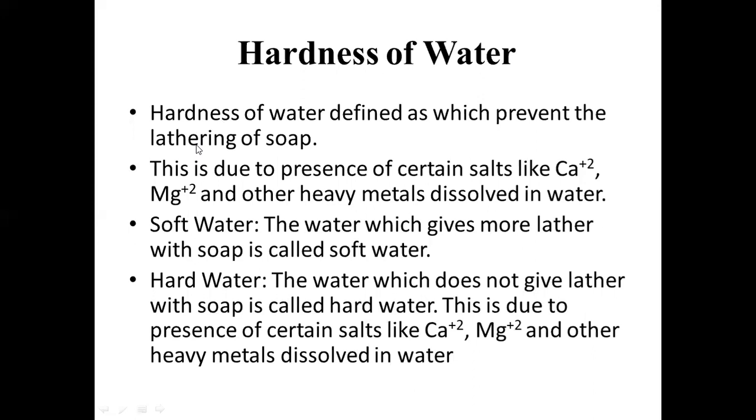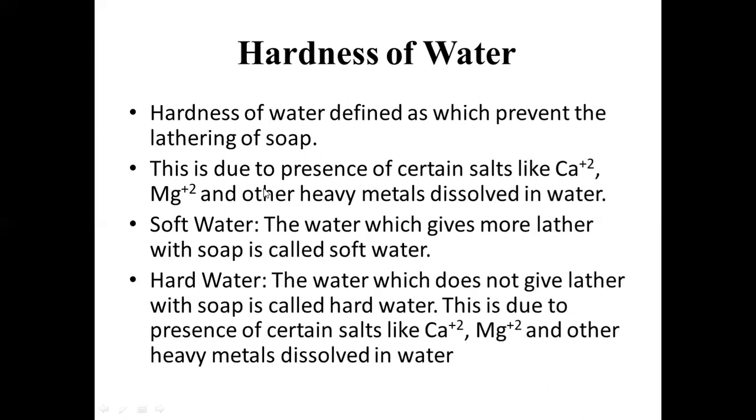Suppose we are taking bath with river water. We are producing nice lather on our body. On the other hand, when we are taking bath with underground water, it will form a curdy white precipitate. Very important, it is causing a curdy white precipitate when we are taking bath with underground water.